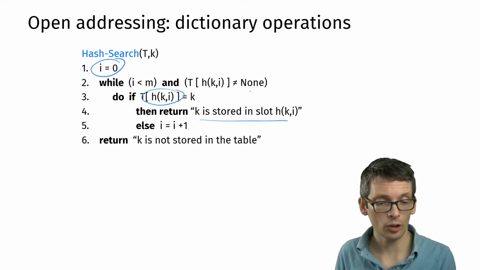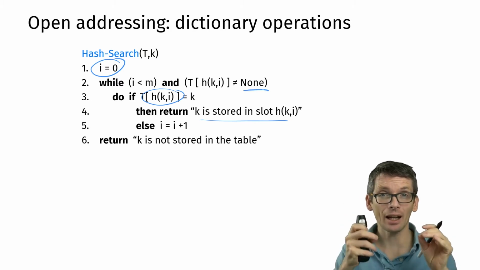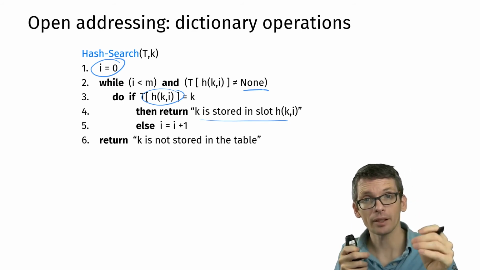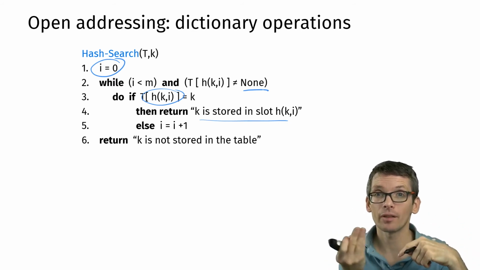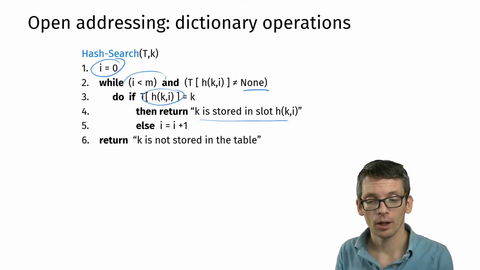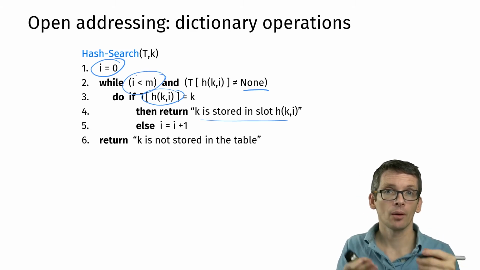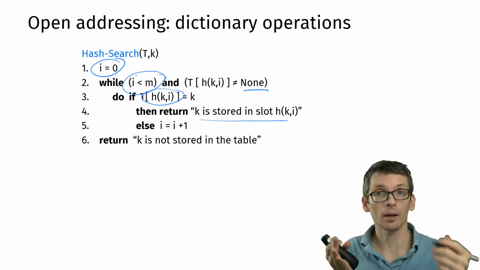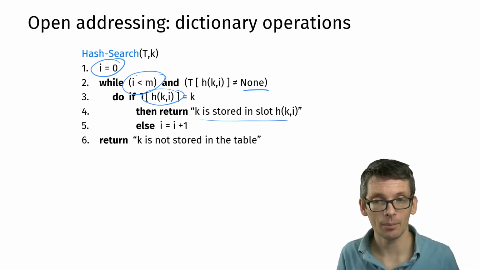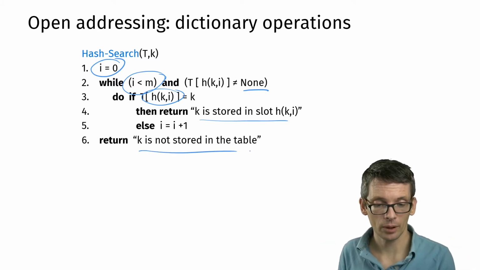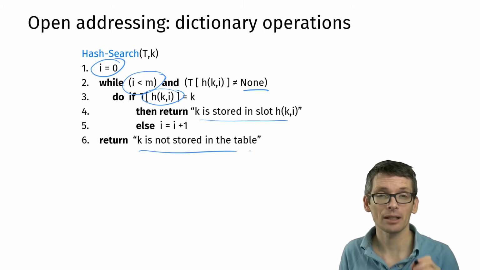We can stop as soon as we've seen a none, because if we see a none, we know that the key cannot be in the table, because otherwise the key would have been there. Also, we can stop if we ran through the whole probe sequence, because then we ran through the whole table without seeing the element. In that case, we can simply report that the element is not there.